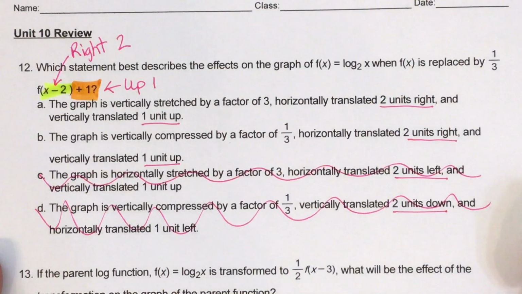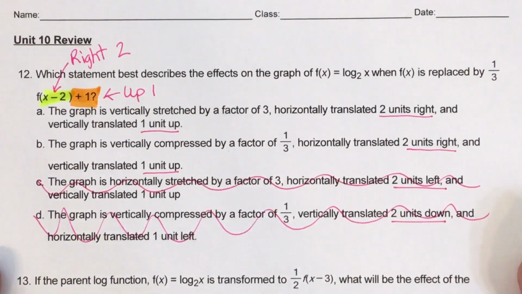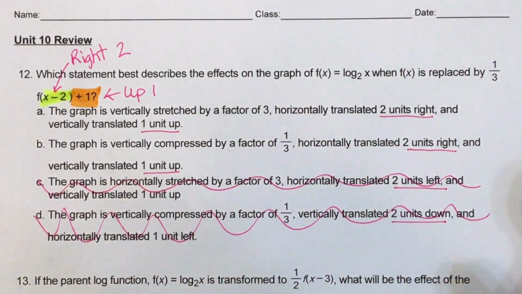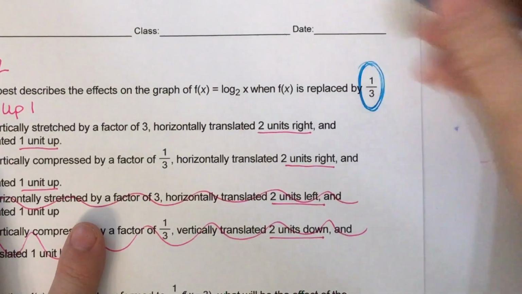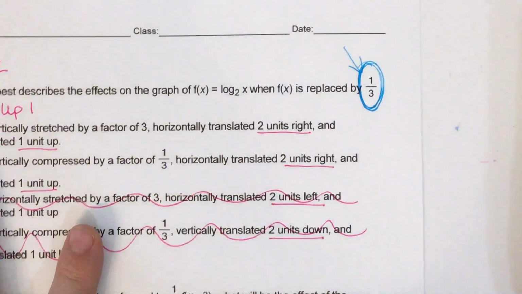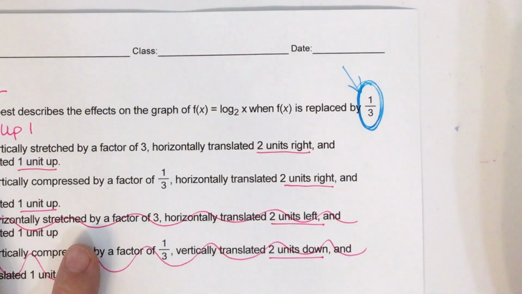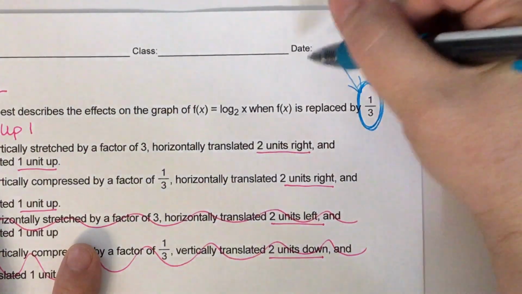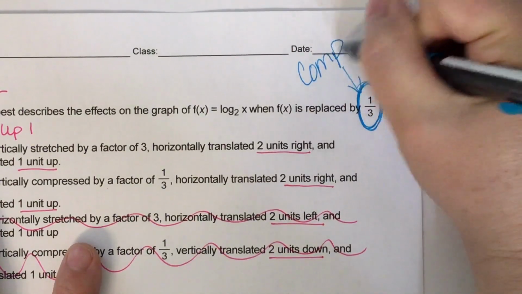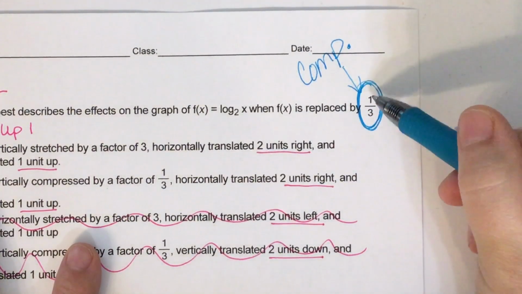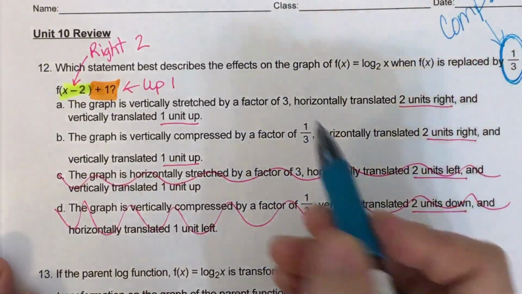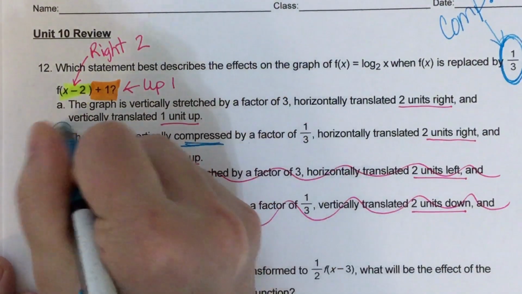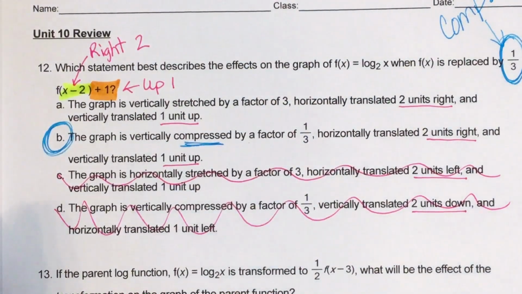Okay, so now we just have to know if it's a stretch or a compression. So this number that's in the front, if it's bigger than 1, it's a stretch. If it's between 0 and 1, 1/2, 1/3, 3/4, 2/3, it's a compression. So it's only a stretch if this is bigger than 1. Okay, so I want it to be a compression, which is answer choice B.